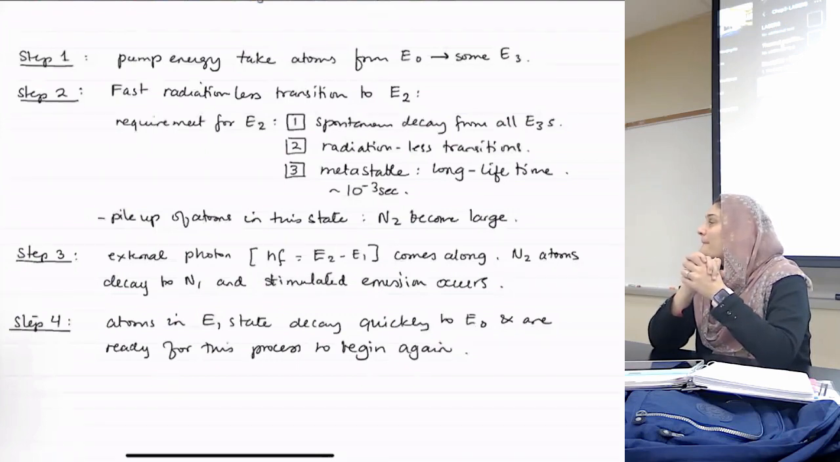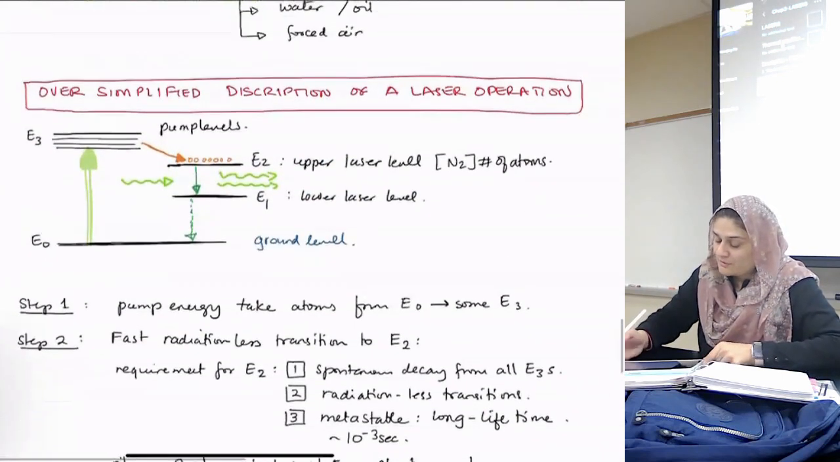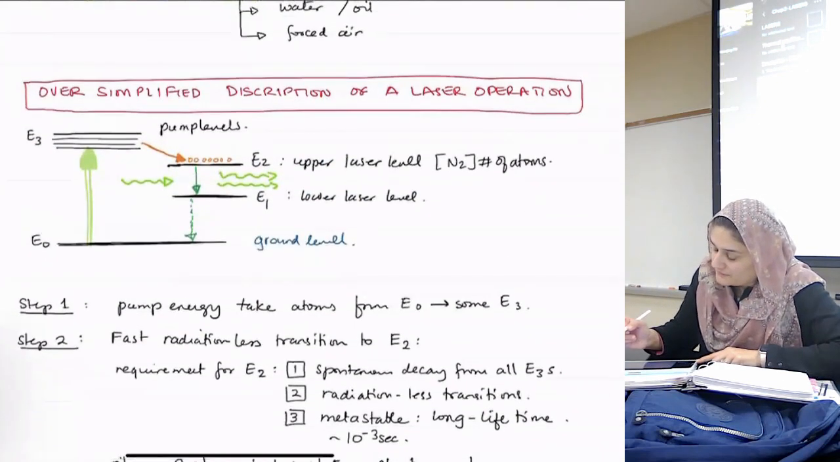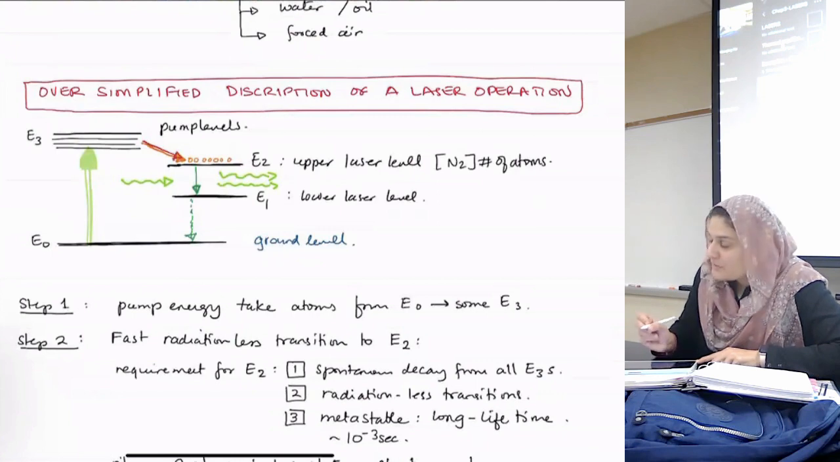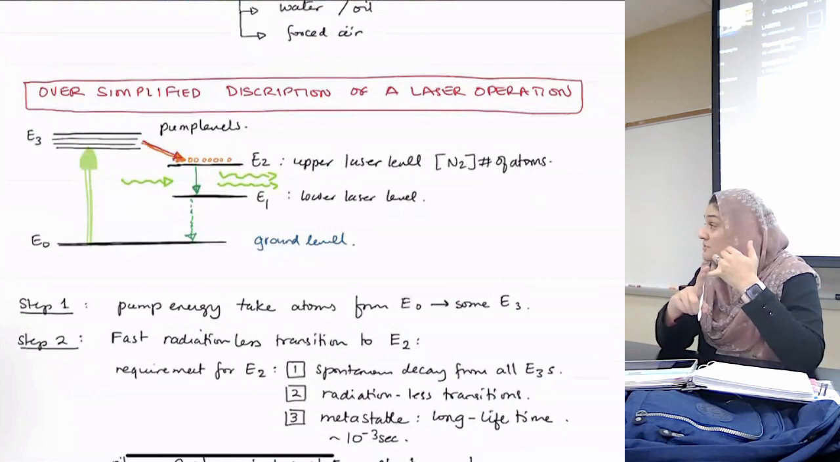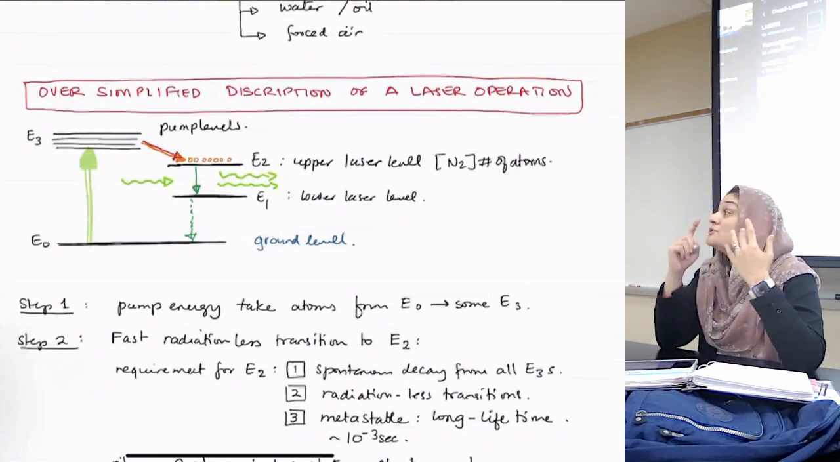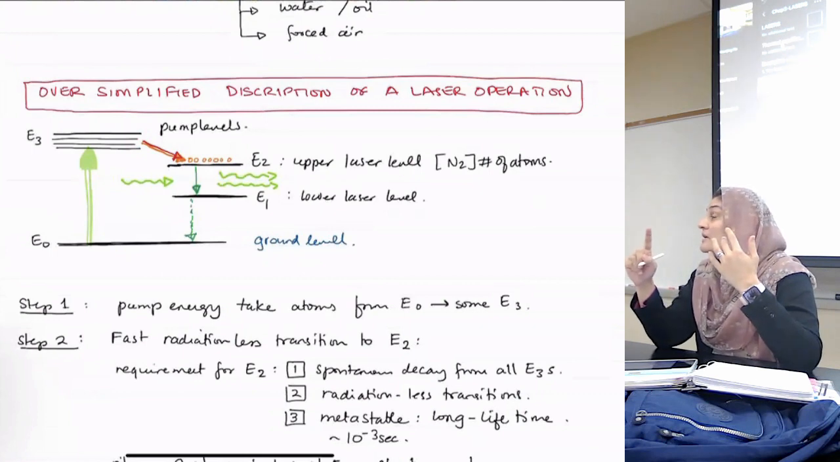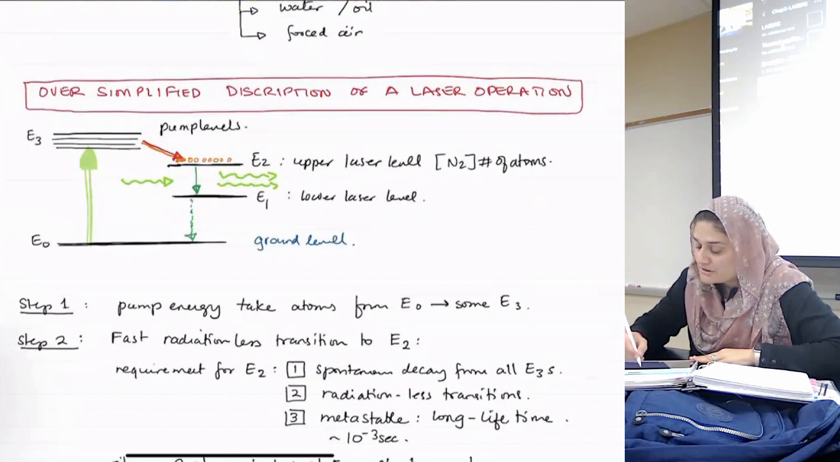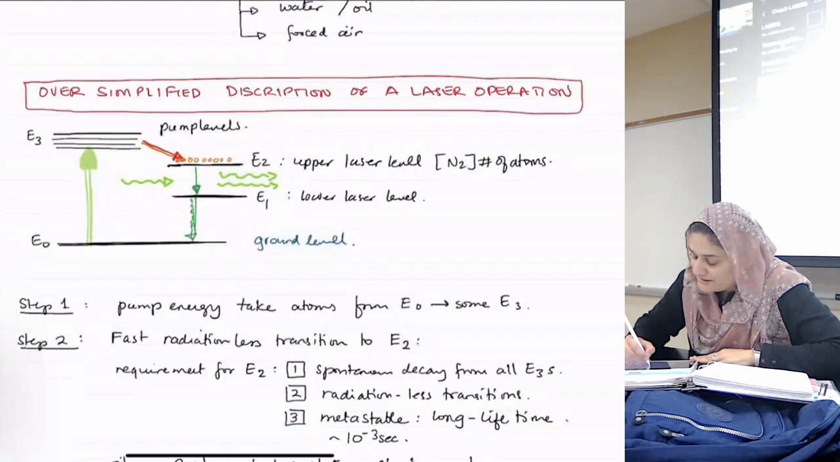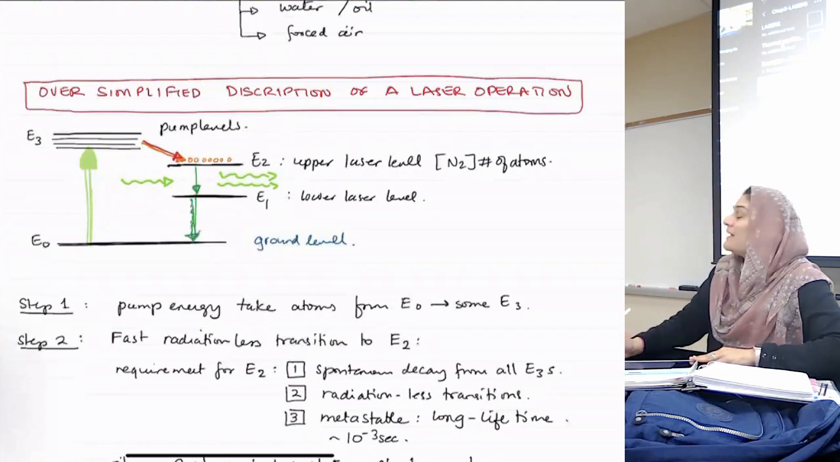Yes? What is fast radiation? So this one? No, just what the word is. Yeah, that's what I was going to explain. So this transition is supposed to be a fast transition, but it has to be radiation-less, which means no photons should come out of it. Radiation-less, right? The same way this transition from E1 to E0 should be radiation-less. Gotcha.